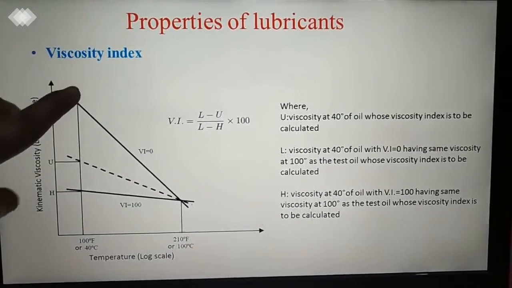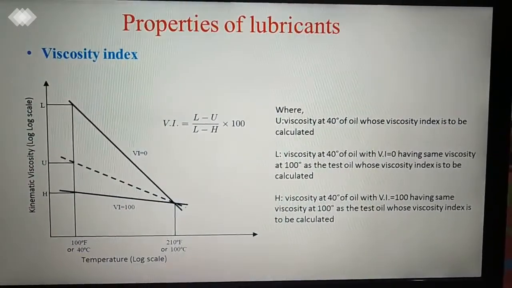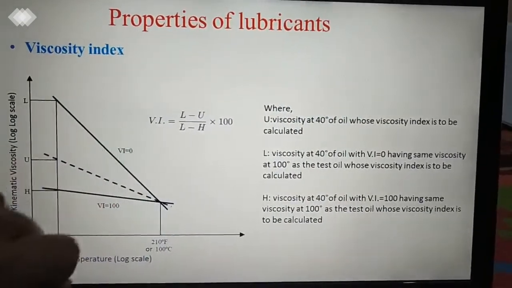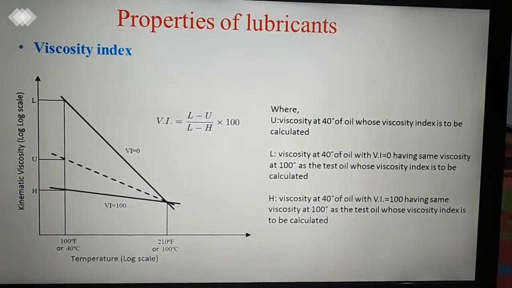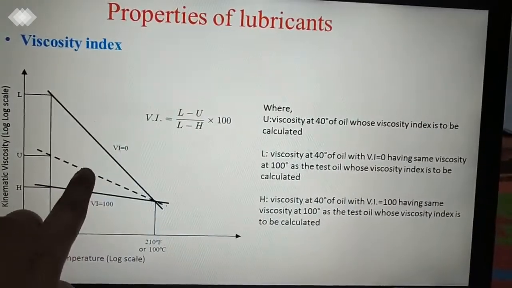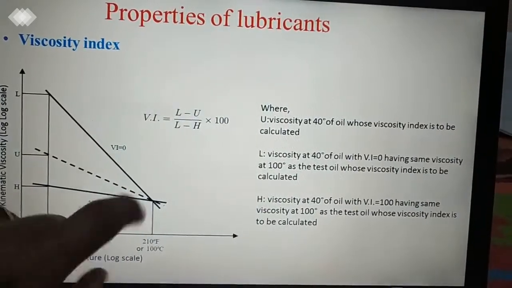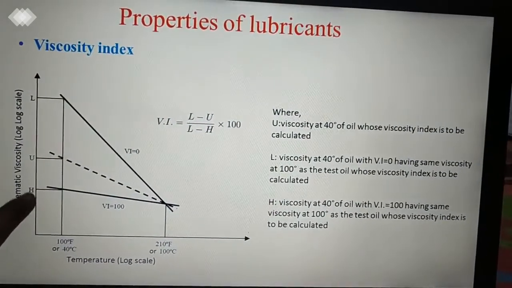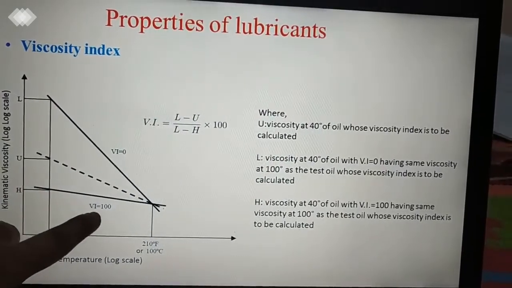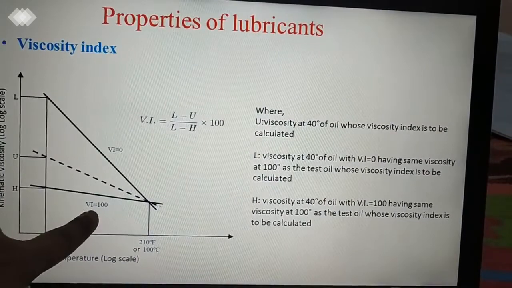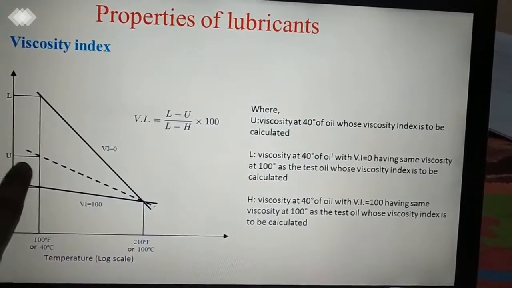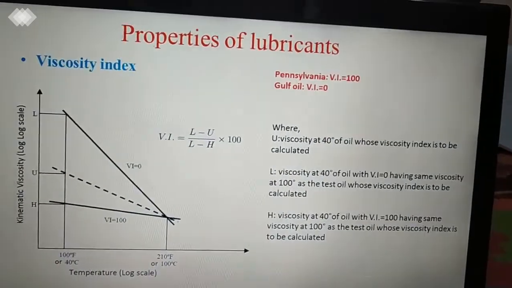Then L is the viscosity at 40 degrees of the oil with viscosity index 0, having the same viscosity at 100 degrees as the test oil whose viscosity index is to be calculated. Similarly, H is the viscosity at 40 degrees of the oil with viscosity index 100, having the same viscosity at 100 degrees as the test oil whose viscosity index is to be calculated.